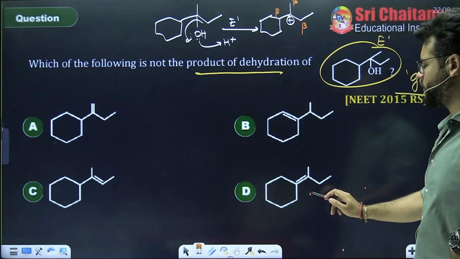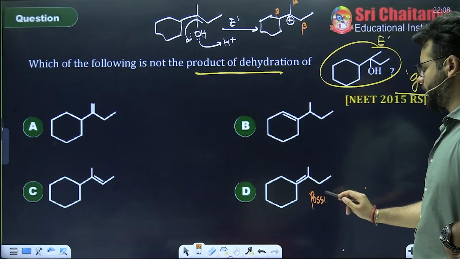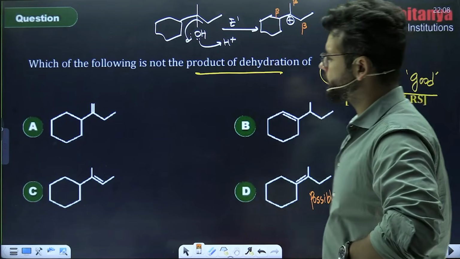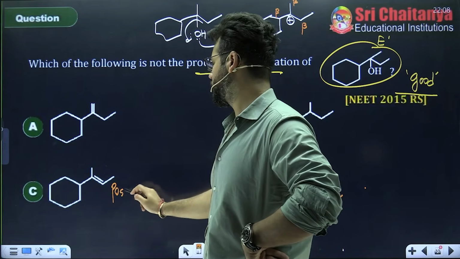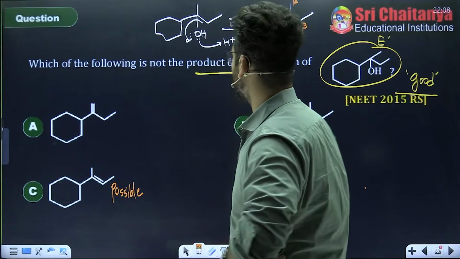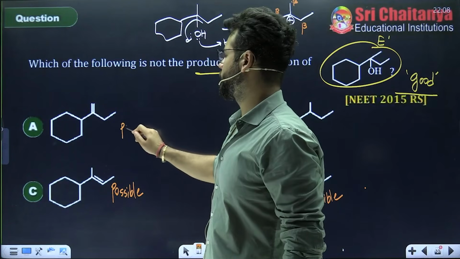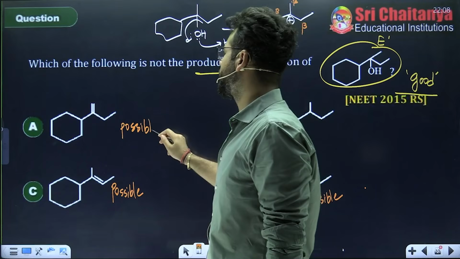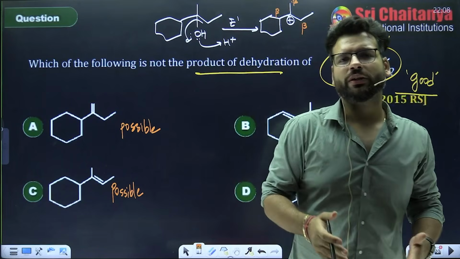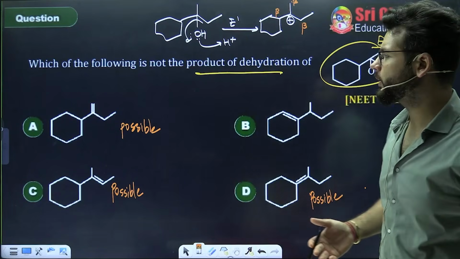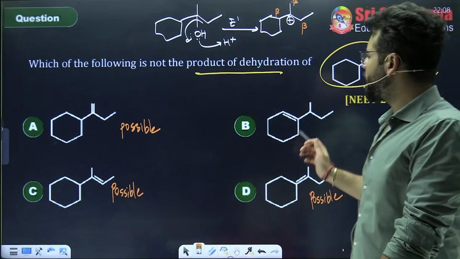This is possible. One product can be formed here. This is also possible. And one product can form from this beta also. This is also possible. Not all of them are equally possible, meaning some of them will be major, one of them will be minor. Saytzeff, Hofmann. But what about this one?